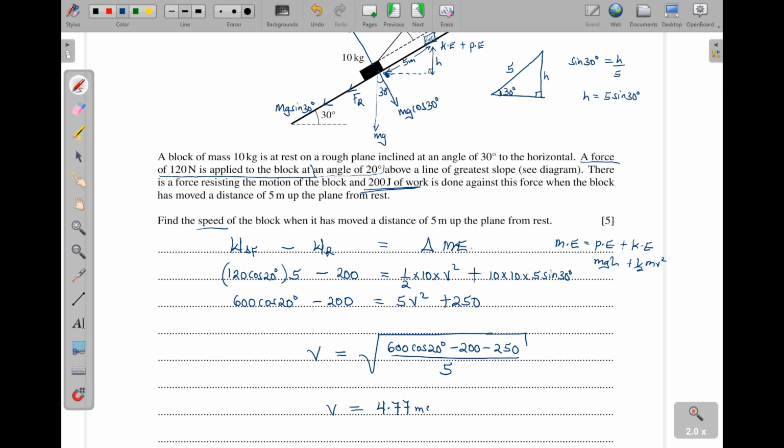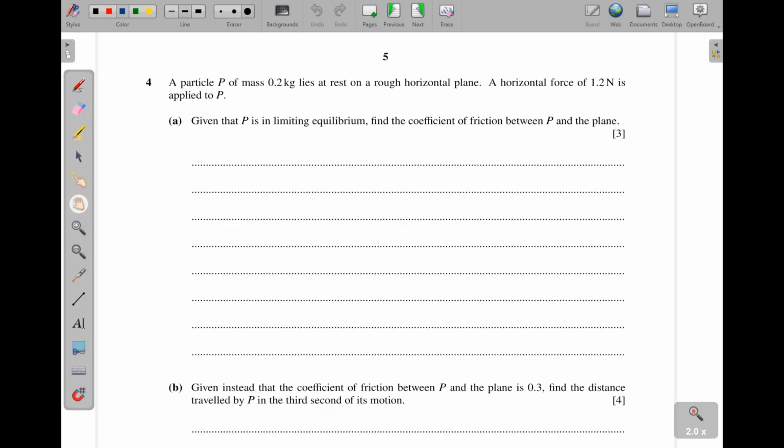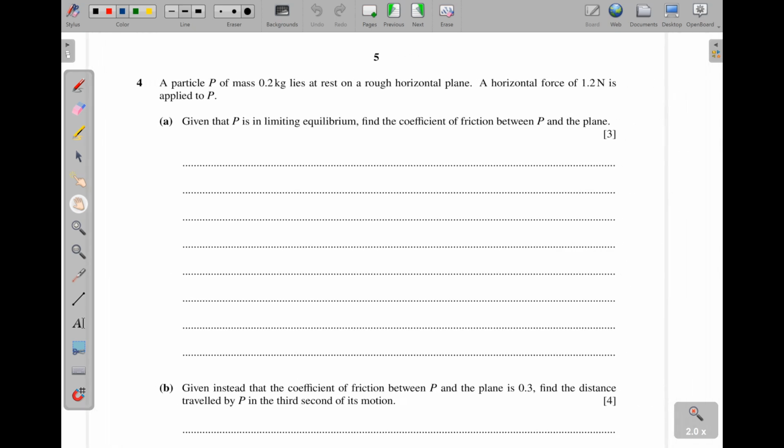4.77 meters per second to 3 significant figures. As simple as that. Question 4. A particle P of mass 0.2 kilograms lies at rest on a rough horizontal plane. A horizontal force of 1.2 newtons is applied to P. Given that P is in limiting equilibrium, find the coefficient of friction between P and the plane.